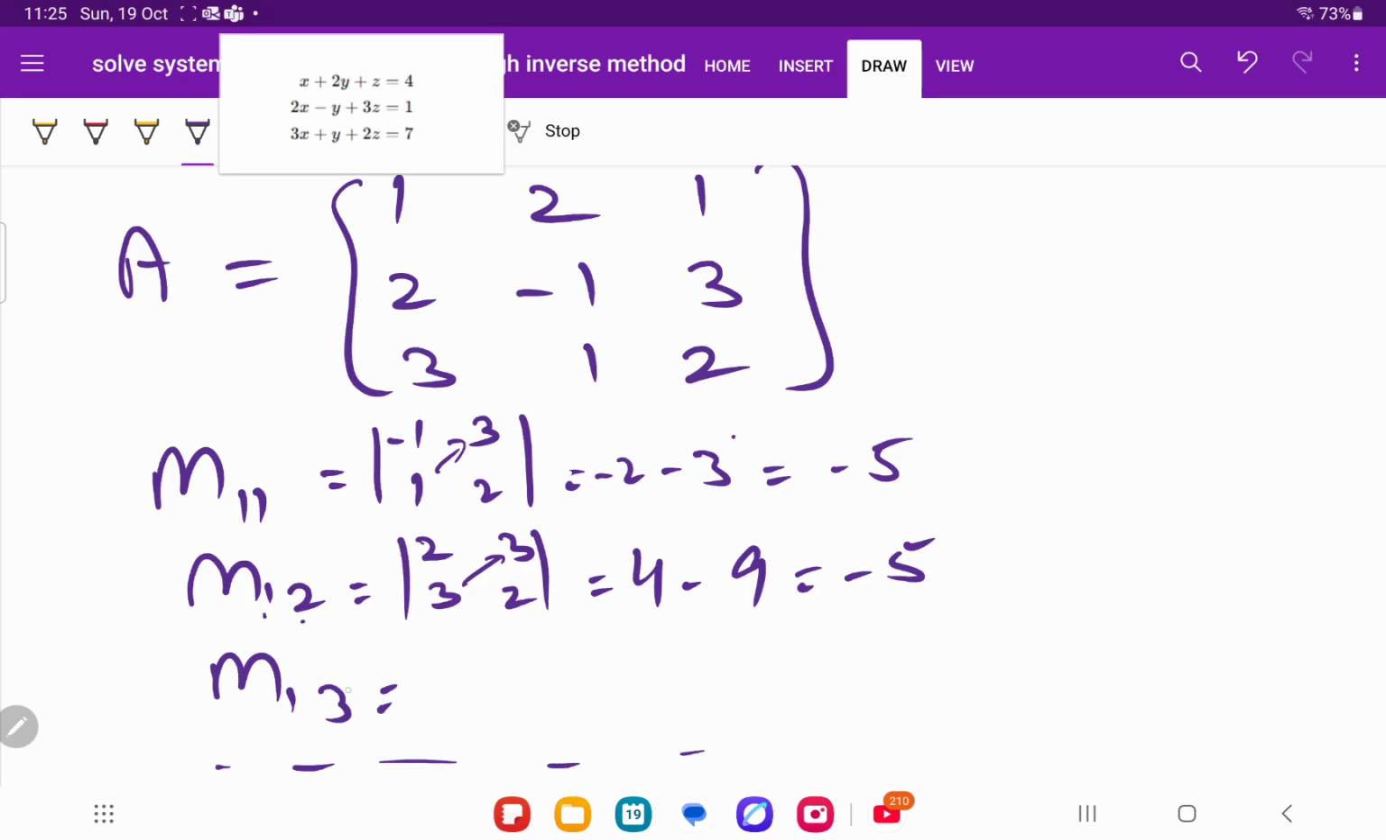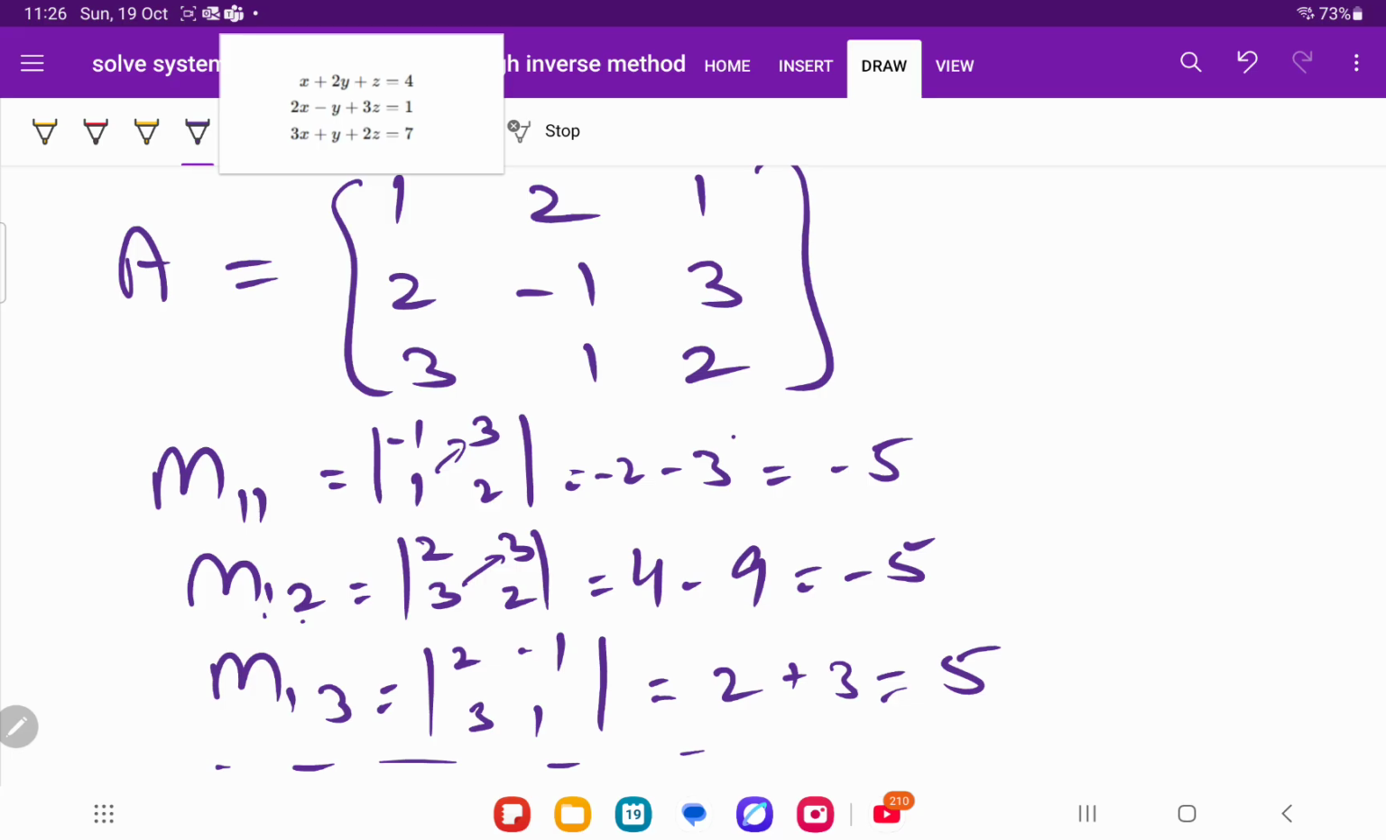So 1 3 means row 1 and column 3: 2, minus 1, 3, 1. So 2 multiplied by 1 is 2, and 3 multiplied by minus 1 is minus 3, so plus 3, very good. So the answer is plus 5.